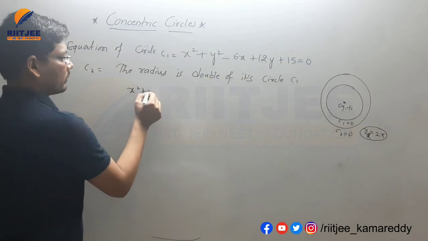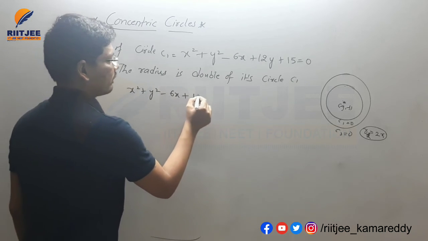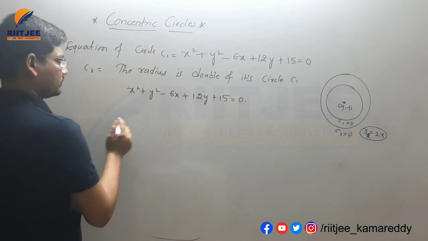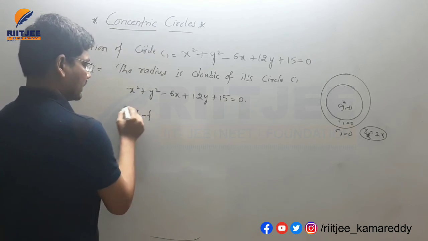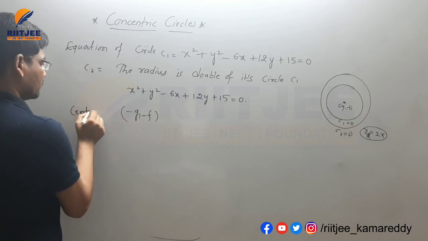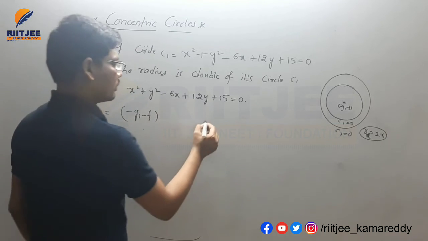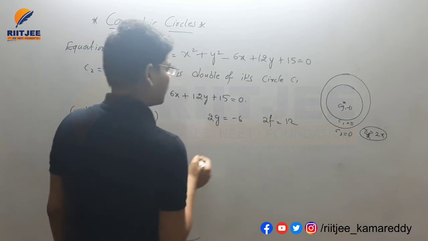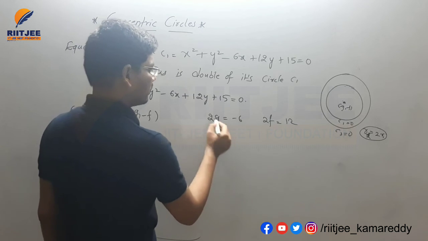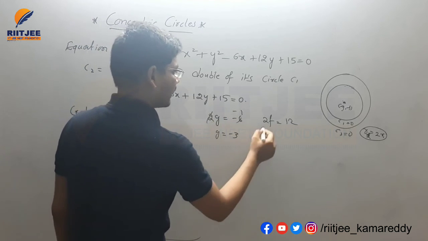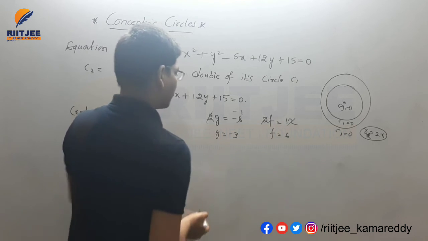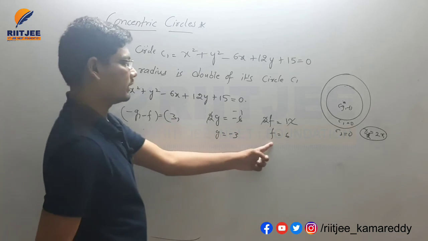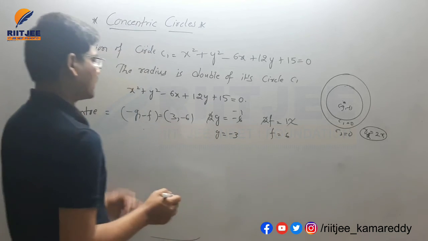Here x square plus y square minus 6x plus 12y plus 15 is equal to 0. From this equation the center is minus g comma minus f. Here 2g is equal to minus 6, 2f is equal to 12. So g is equal to minus 3, and f is equal to 6. Here we want minus g comma minus f, that becomes 3 comma minus 6. This is the center.